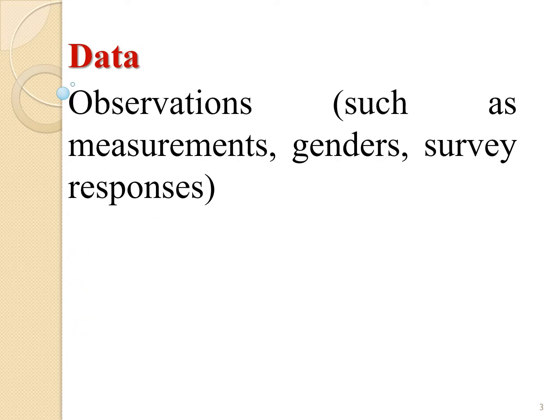First definition, data. What is data? Data is just observations such as measurement, gender, and survival response. Measurement means height or weight or student marks; gender means male or female; and survival responses are yes or no. So these are just data.